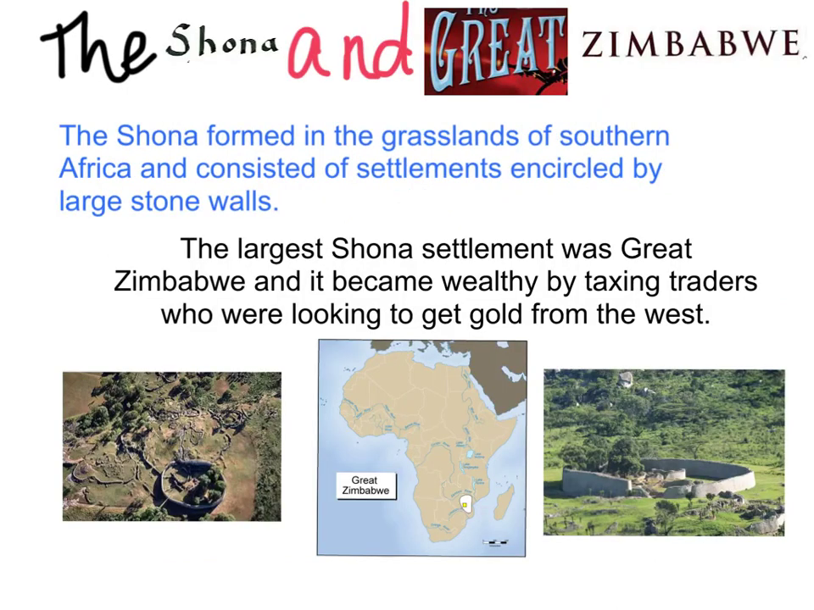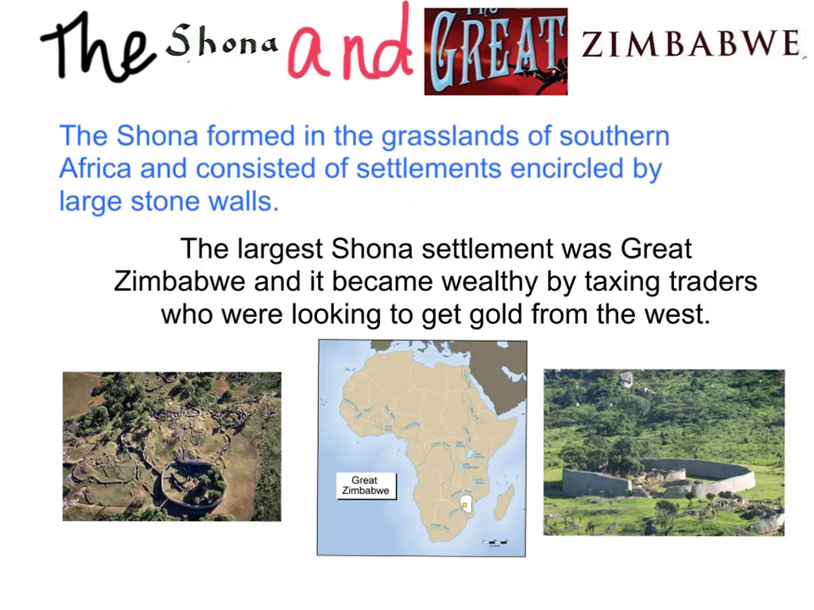The next kingdom we'll talk about is the Shona, and they are also known as Great Zimbabwe. The Shona formed in the grasslands of southern Africa and consisted of settlements encircled by large stone walls. These large stone wall settlements were called Zimbabwes. The largest Shona civilization became known as Great Zimbabwe, and it became very wealthy by taxing traders.